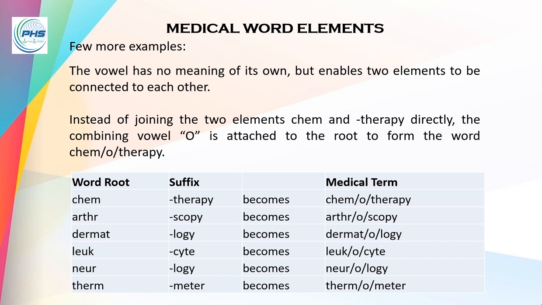Similarly, arthr as a root word and suffix scopy becomes arthroscopy. Root word dermat and suffix logy becomes dermatology. Now, although you may not know the meaning of all the words in this unit, you may have already started to learn the word building system by identifying the basic elements or parts of medical words.